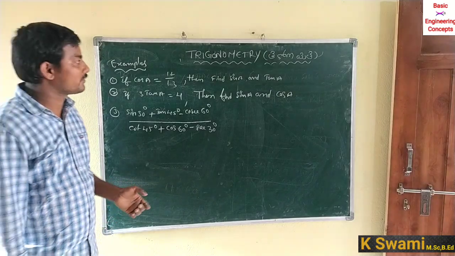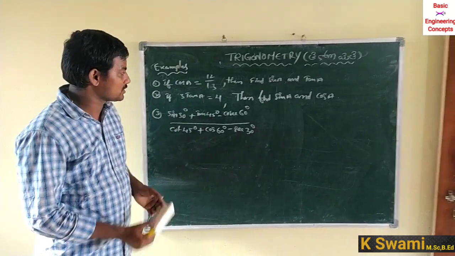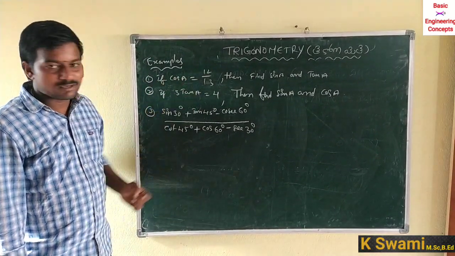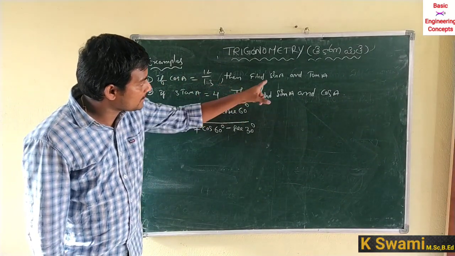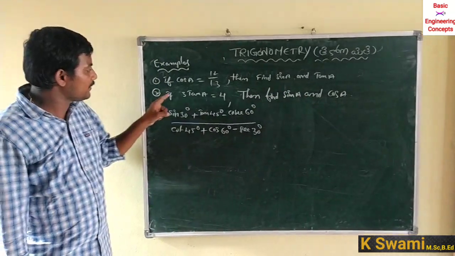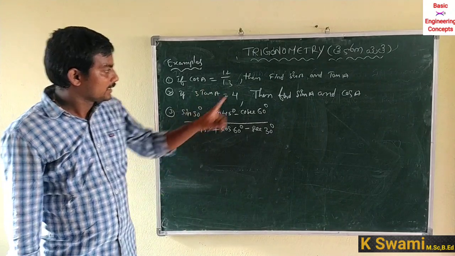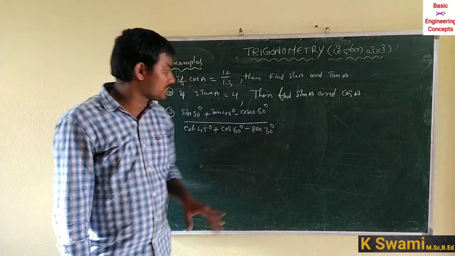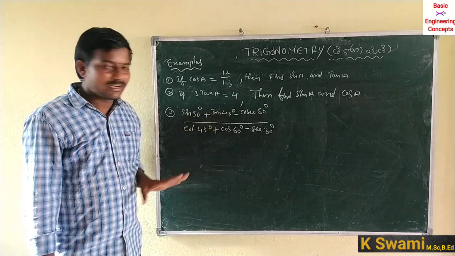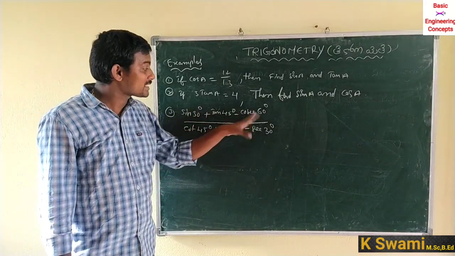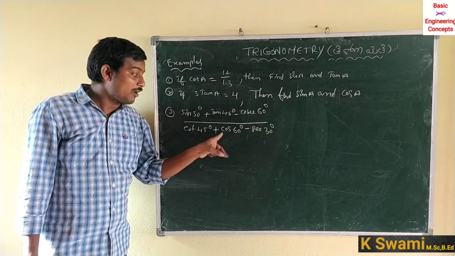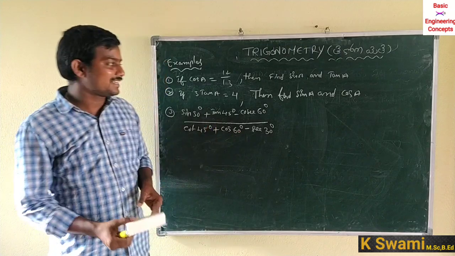Some examples of trigonometric ratios. First example: if cos A is equal to 12 by 13, then find sin A and tan A. Another example: if 3 tan A is equal to 4, then find sin A and cos A. And the final example: (sin 30 degrees plus tan 45 degrees minus cosecant 60 degrees) by (cot 45 degrees plus cos 60 degrees minus secant 30 degrees).